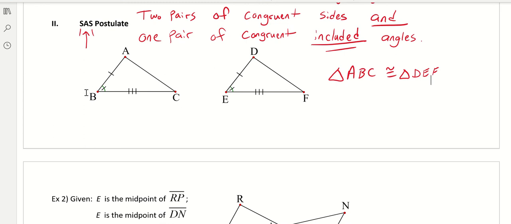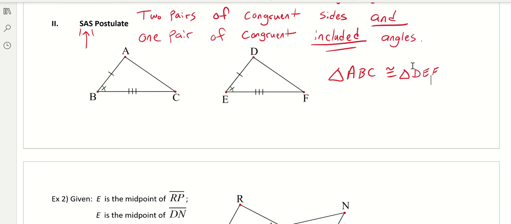Or you could think about it in terms of the tick marks with the sides. B is where the one tick mark side meets the three tick mark side. E is where the one tick mark side meets the three tick mark side. That also works. And then finally C. C is where the three tick mark side meets the blank side. So I put C third. F is where the three tick mark side meets the blank side. F has to also be third. So as long as A is in the same position as D, B is in the same position as E, and C is in the same position as F, you can jumble this up however you want, but the corresponding parts have to be in corresponding positions.